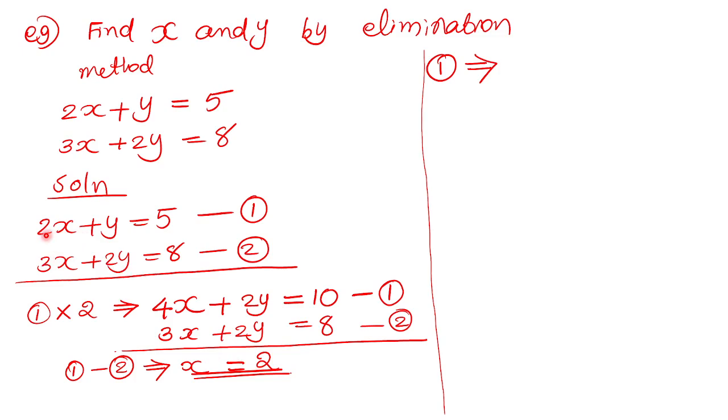x equals 2, so 2 into 2, correct? 2 into 2 will be 4. Plus y equal to 5. Taking 4 to the other side, y equals 1. So the values of x and y are x equals 2 and y equals 1.